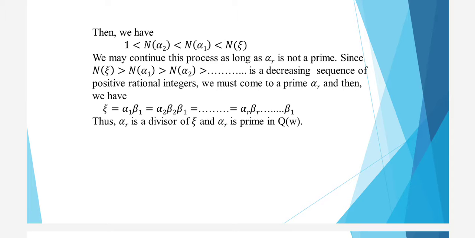N(α1) > N(α2) > and so on is a decreasing sequence of positive rational integers. We must come to a prime αr, and then we have ξ = α1β1 = α2β2β1 = and so on = αrβr and so on β1. Thus αr is a divisor of ξ and αr is prime in Q(ω).